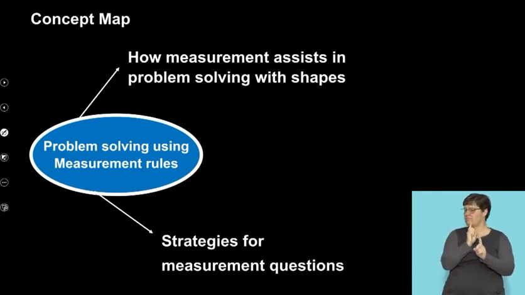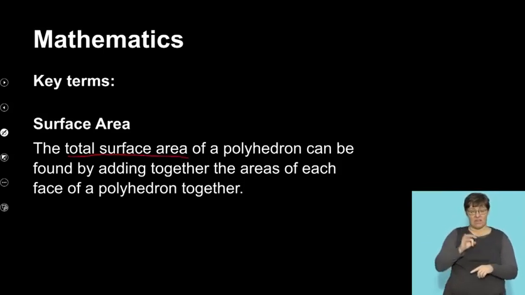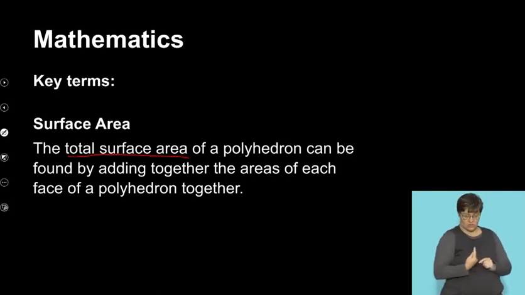Now, at this point, I'm just going to revise some of the important definitions with you, just so that I can make sure that everyone's on the same page. Cool. So, we know that the surface area can be defined as the area of a polyhedron that can be found by adding together the areas of each face of the polyhedron. So, the surface area of a three-dimensional shape is found by adding the areas of each of the faces together.